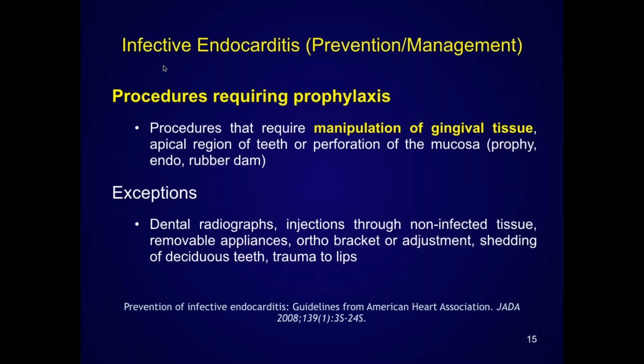But if you're going to do it, it's anything where you're going to manipulate gingival tissue or cause bleeding, right? So if you're just going to bond brackets, you don't need premedication. If you're just going to do local anesthetic injection into healthy tissue, you don't need premedication. But if you're going to incise, if you're going to place cord, if you're going to sink an implant, if you're going to take out a tooth, you'll need to premedicate your individuals, okay?